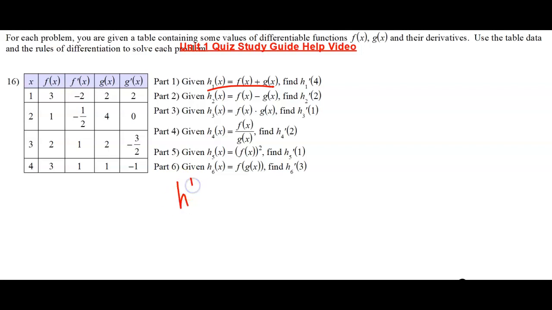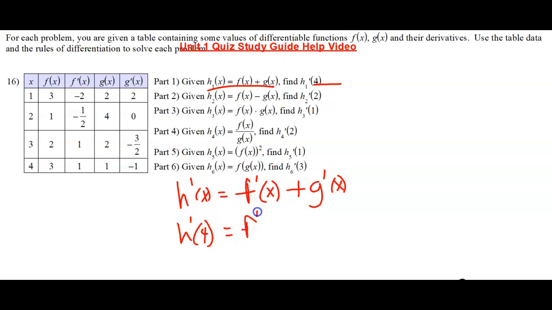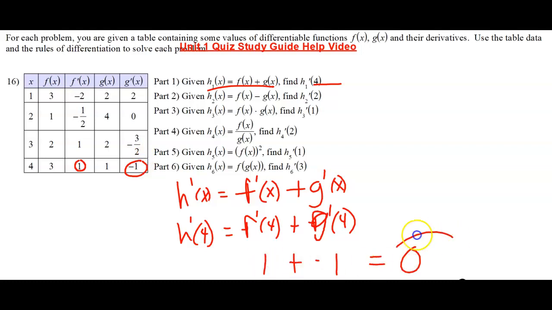So h prime is going to be equal to f prime plus g prime. And then we're going to go ahead and plug the 4 into the h function there, which means I'm going to plug the 4 in over here as well. Oops, that's g. Fix that real quick. And then after that, we just look at our table. f prime of 4 is 1, and g prime of 4 is negative 1. And so by putting those together, we end up with 0 as our final answer.